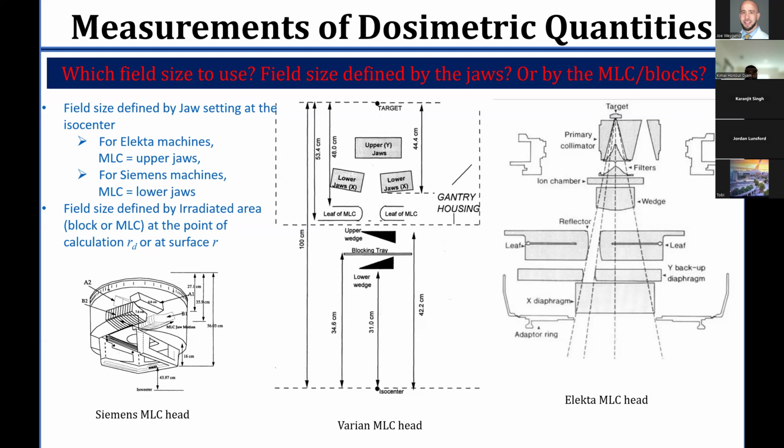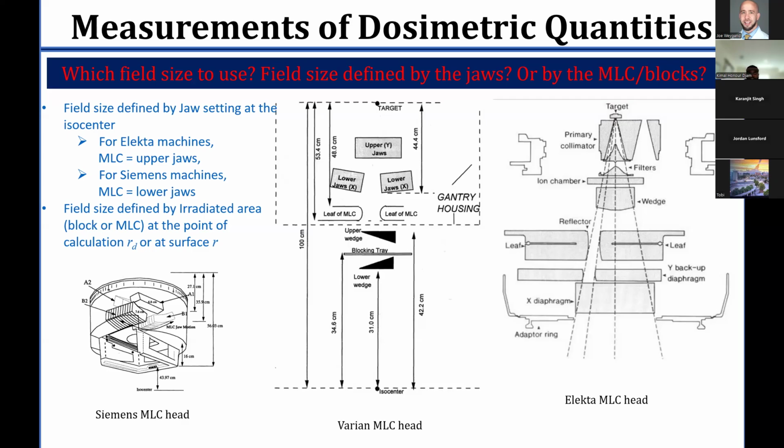Now, just as an added note before we move on, for some calculations, especially involving Sp, or the phantom scatter factor, it is essential to consider the field size at the point of calculation or the surface of the patient, depending on the situation. Because the phantom scatter factor essentially accounts for the radiation scattered within the phantom or the patient, and depends on the irradiated volume within the patient. And so the field size argument for Sp is defined by the area that is incident on the patient, which in turn changes depending on the following conditions.